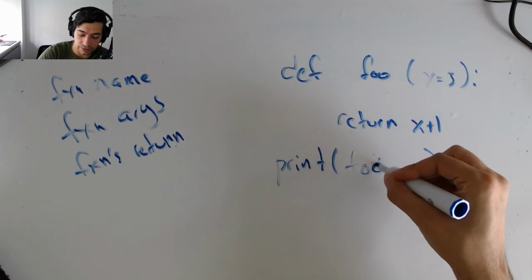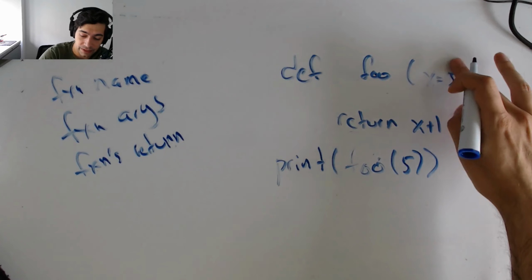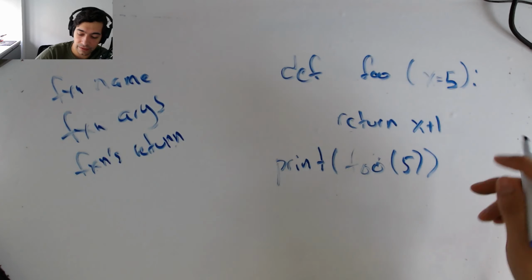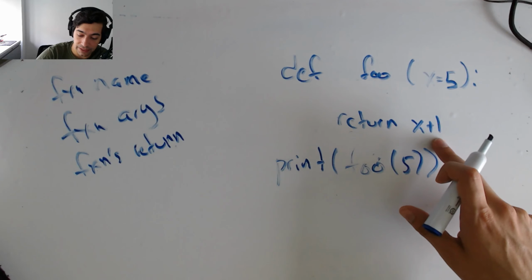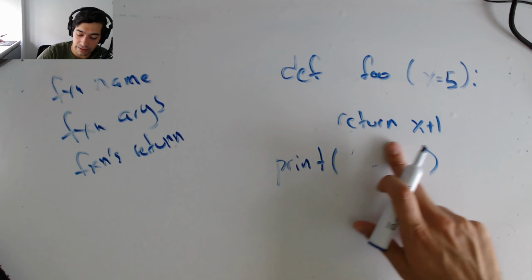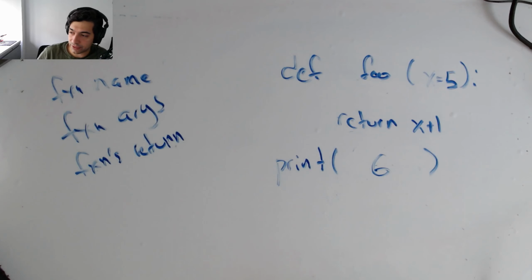What if I had foo of 5? Same idea. Now I'm calling foo with 5. Now this x plus 1 is going to say, well, I'm going to return 6. I'm going to erase all of this. I'm going to print out 6.